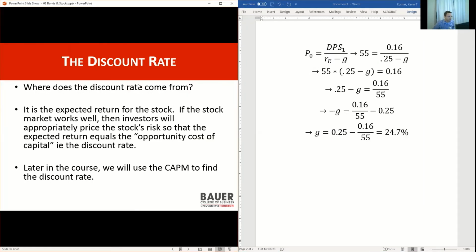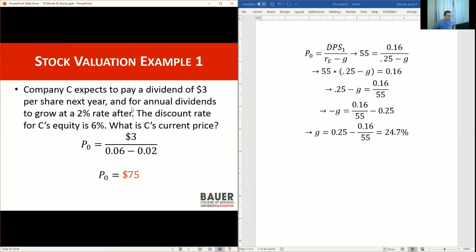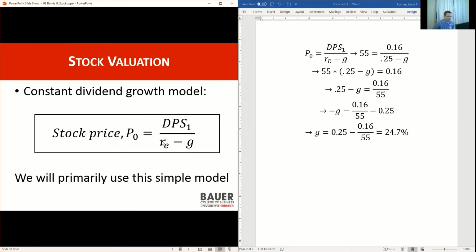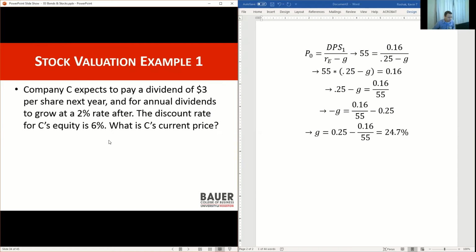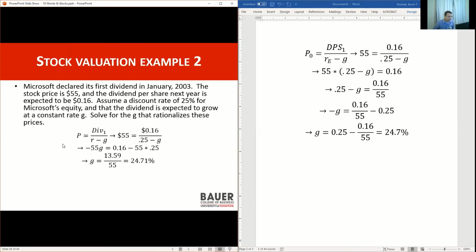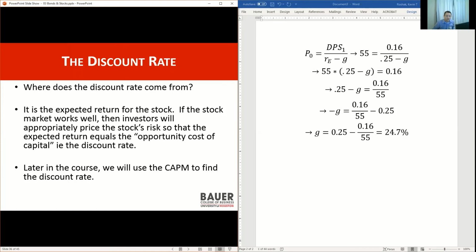So where does the discount rate come from? We mentioned with this constant dividend growth model, we've got a little bit of a special discount rate here. This is the return on the equity, right? So it's not just the return on the assets, it's the return on the equity itself of the company. So for now, we're just going to take that as given. In words, it's what you expect to earn on the stock. If you're an investor, you need to get compensated for the risk that you're taking. And so in an efficient market, your expected return on the equity is going to be equal to this cost of capital. Later on, we'll talk about this in much more detail.